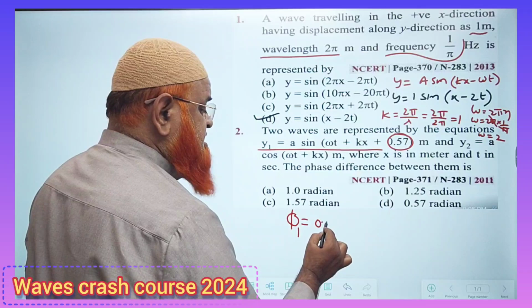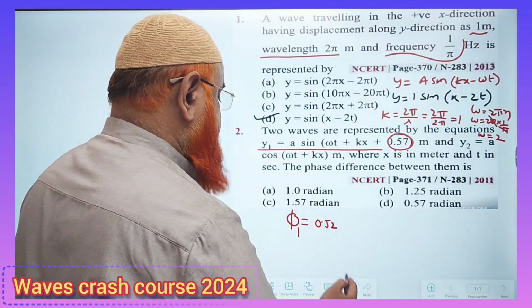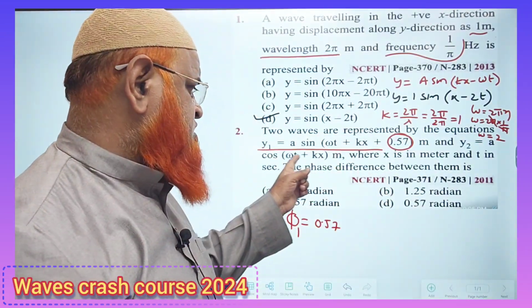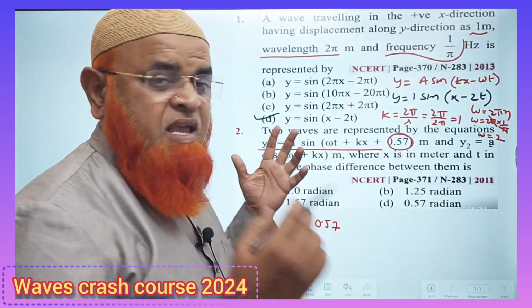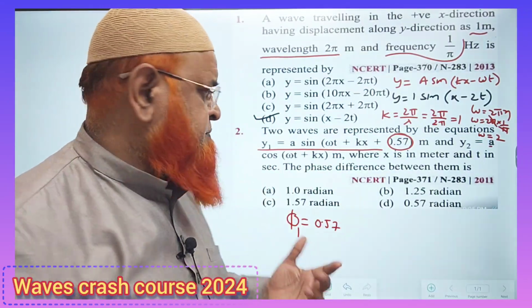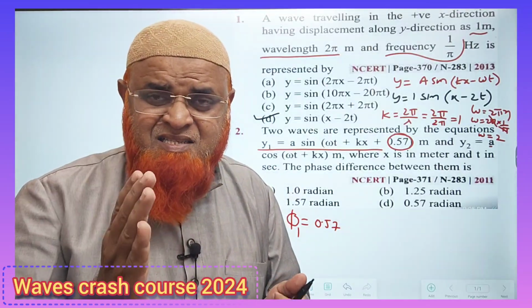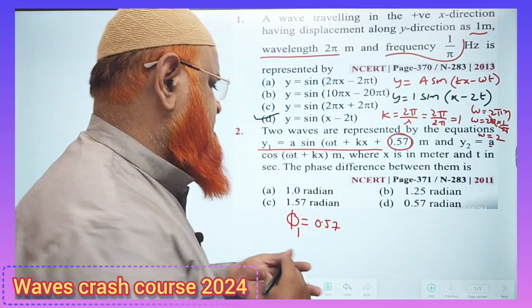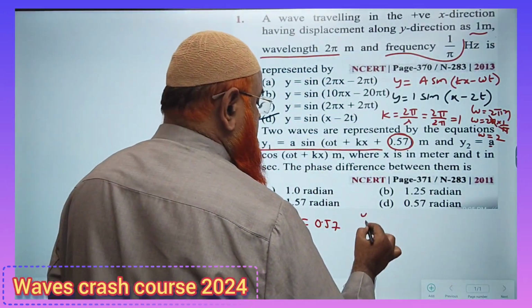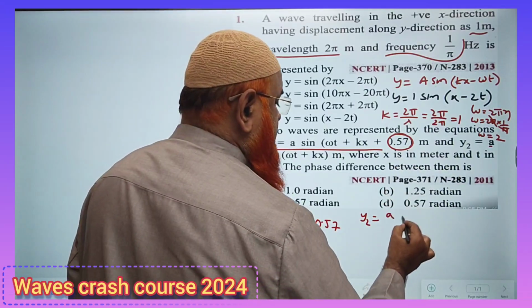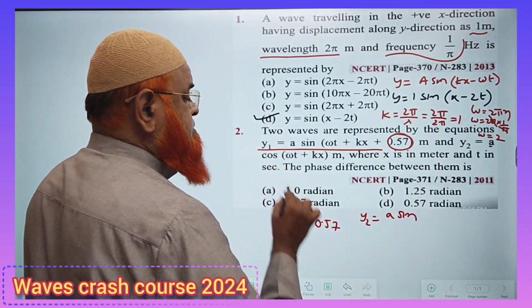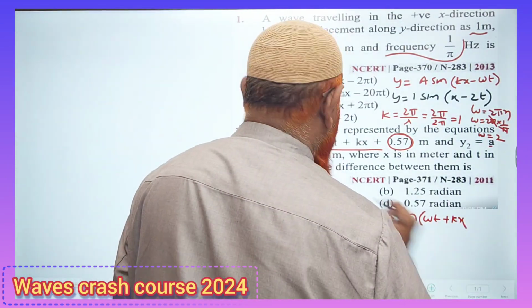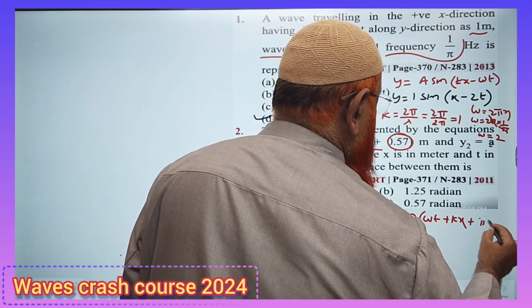What is that phi 1? 0.57. How can you find the phase angle for the second equation, which is y2 is equal to a cos omega t minus kx? To convert a cos equation into a sine equation, you have to add pi by 2. Let us see what we get. You can write now y2 is equal to a sine omega t plus kx plus pi by 2.